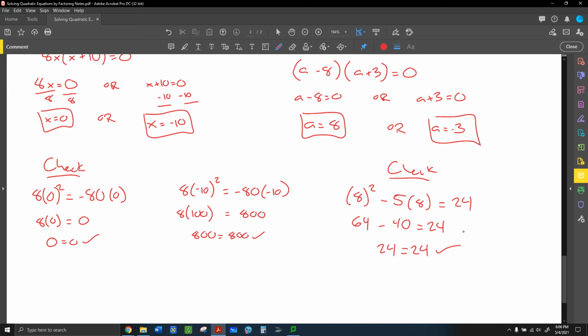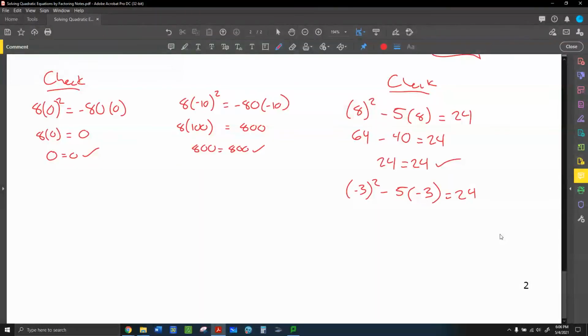Let's go ahead and check negative 3. So negative 3 squared minus 5 times negative 3 is equal to 24. Negative 3 squared is positive 9. Minus 5 times negative 3 is negative 15, is equal to 24. And 9 minus negative 15 is positive 24. This checks out as well.